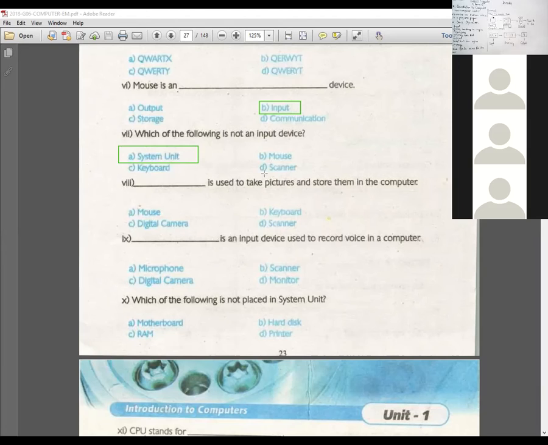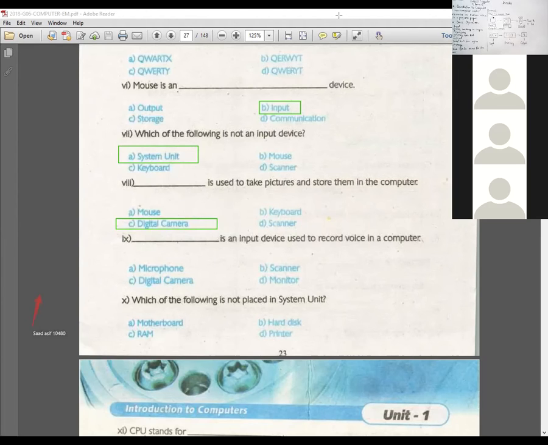Question 8. Dash is used to take pictures and store them in the computer. Which device is used to take pictures? A, mouse; B, keyboard; C, digital camera; D, scanner. So the answer will be digital camera. Right, Minahil? C is the right answer. Good.